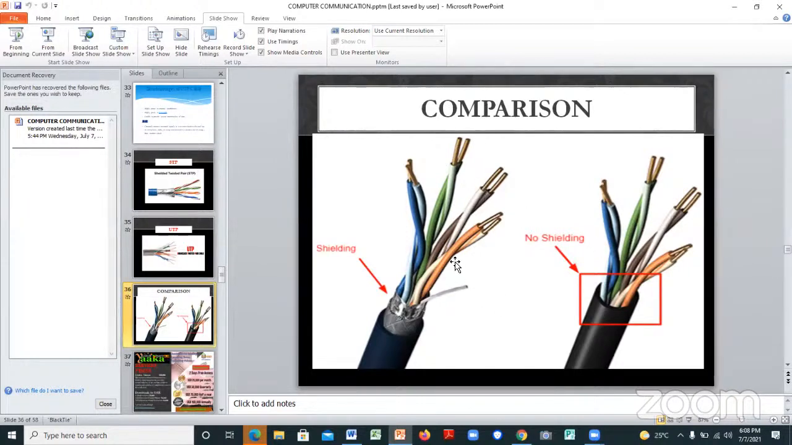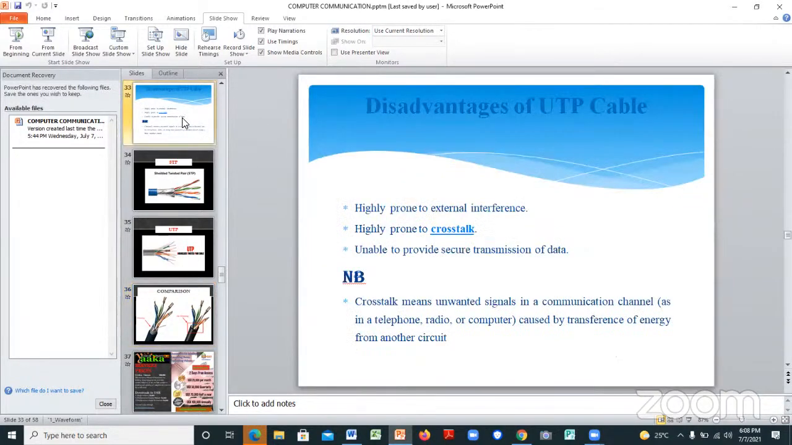From this slide, you can see the difference between the two. This one, there is no shielding. So this is the unshielded twisted pair cable. Then this one with the shielding, this is the shield we are talking of. That is the shielded twisted pair cable. We said that the unshielded, since there is no layer for protection, there will be interferences in the signals, which is not the same case for shielded.